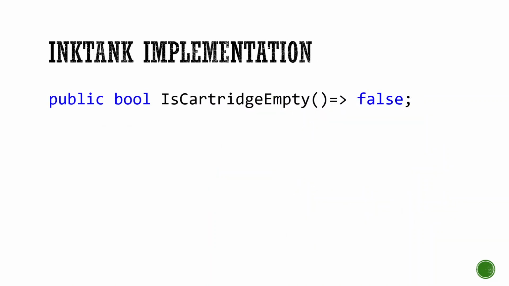Ink tank printer doesn't have any cartridges now. The printer cannot find when the tank is empty. Now our isCartridgeEmpty method has to handle this scenario. Again, the ink tank team makes a workaround. Assume tank is full always, but this is wrong. The tank can become empty. We don't have a mechanism to find out.